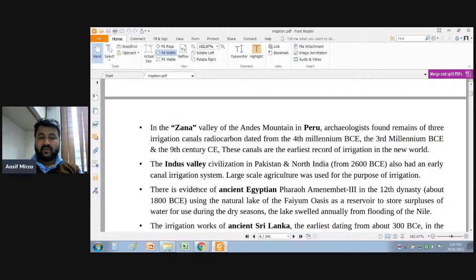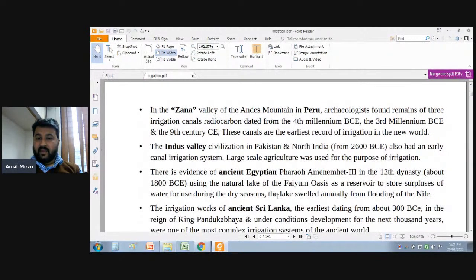There is evidence of ancient Egyptian Pharaoh Amenemhet III in the 12th dynasty, about 1800 BC, using the natural lake of the Oasis as a reservoir to store surpluses of water for use during the dry season. The lake swelled annually from flooding of the Nile.